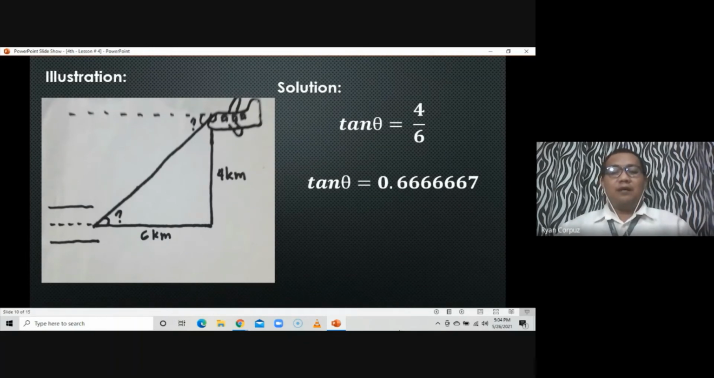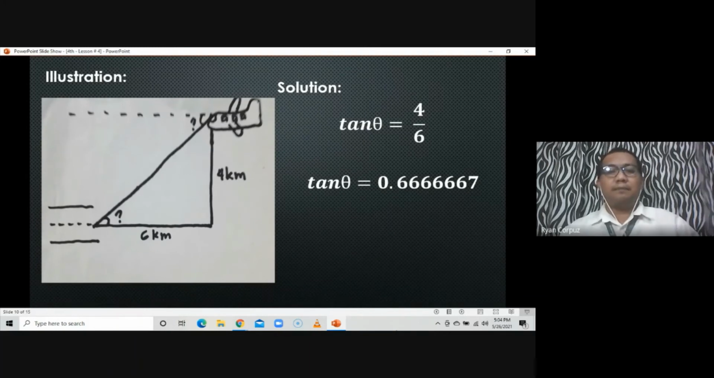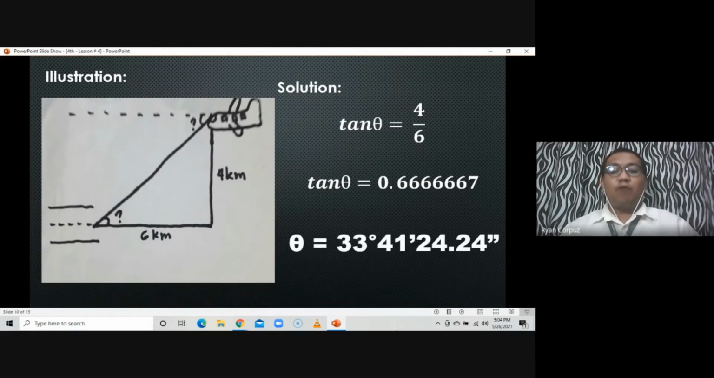So from there, you are going to press shift, then tangent, so magkakaroon ng tangent -1, then press this, so makukuha mong sagot ay 33 point something.